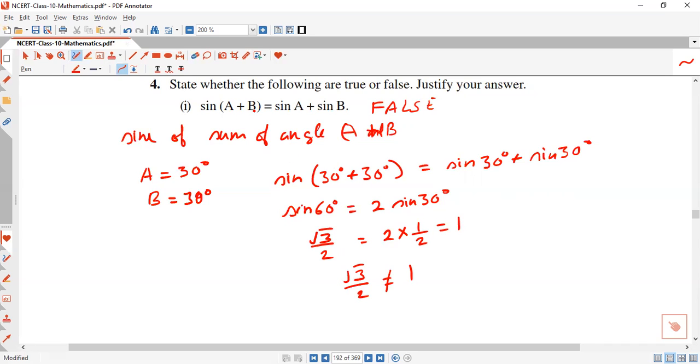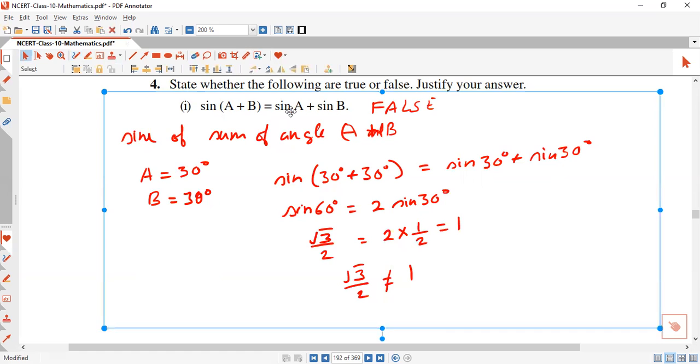If we take the value of A and B equal to 30 degree, this is a false statement, because the left hand side is a sine of the sum of angle A plus B, while in the right hand side this is a sum of sine of angle A and sine of angle B. So these two things are not the same thing.